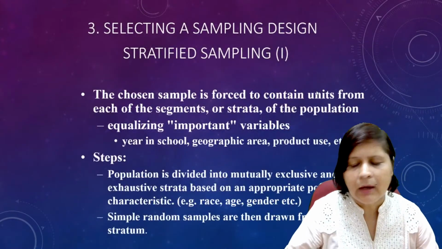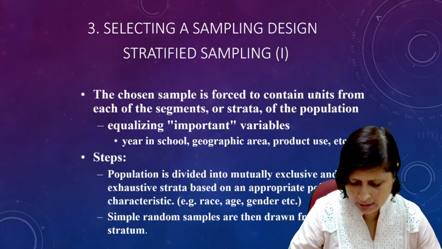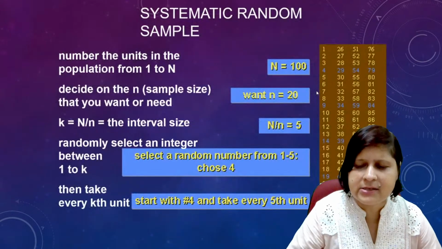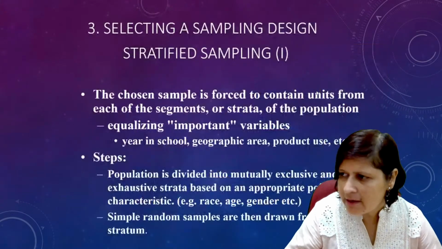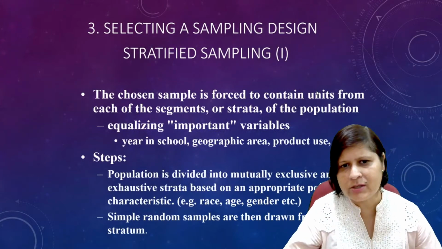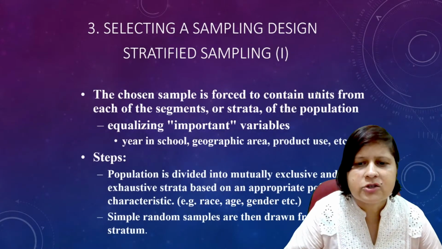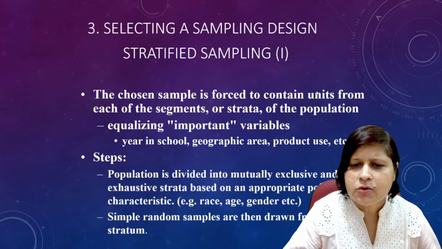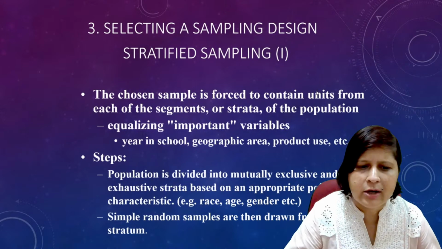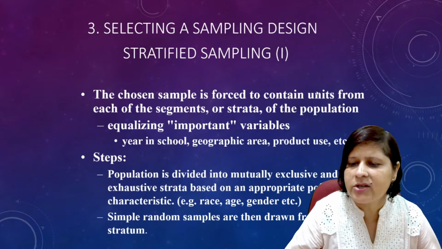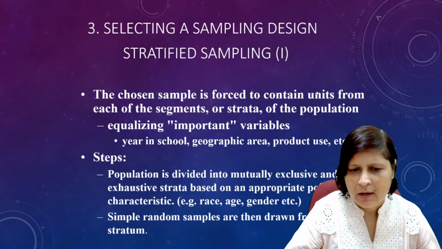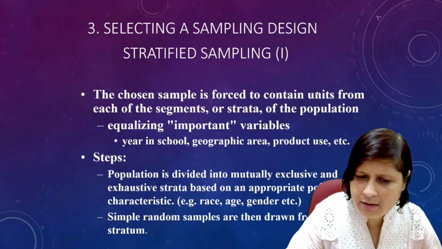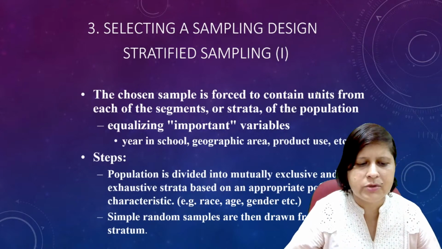Right? Next, we discussed simple random sampling and systematic random sampling. Next comes stratified sampling. What is stratified sampling? The chosen sample is forced to contain units from each of the segments or strata of the population, equalizing an important variable. Right? Suppose year in school, geographical area, product use, etc.